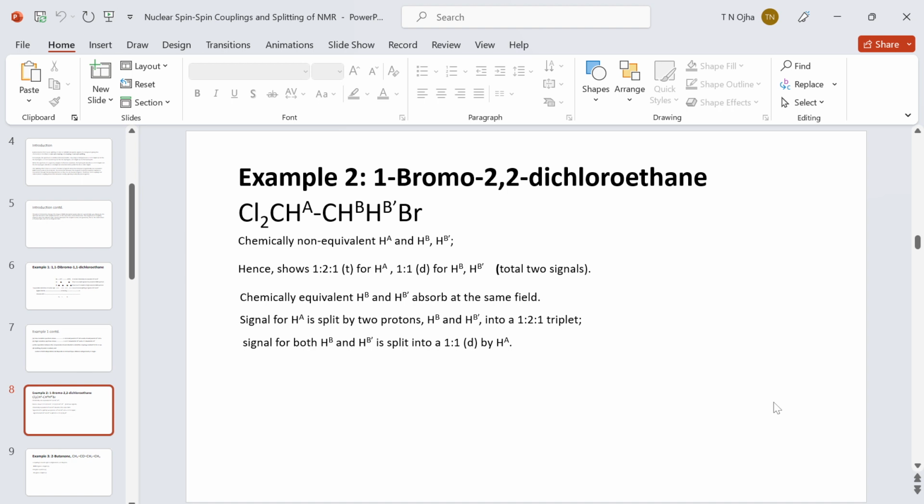It shows 1:2:1 triplet for HA and 1:1 doublet for the two hydrogens HB and HB prime. Both are chemically equivalent. So in a nutshell, we get two signals, a triplet and a doublet. Chemically equivalent HB and HB prime absorb at the same field and they do not split each other's signal. Signal for HA is split by two protons, HB and HB prime, both equivalent, into a triplet, 1:2:1 triplet. Signal for both HB and HB prime is split into a doublet, 1:1 doublet by HA.